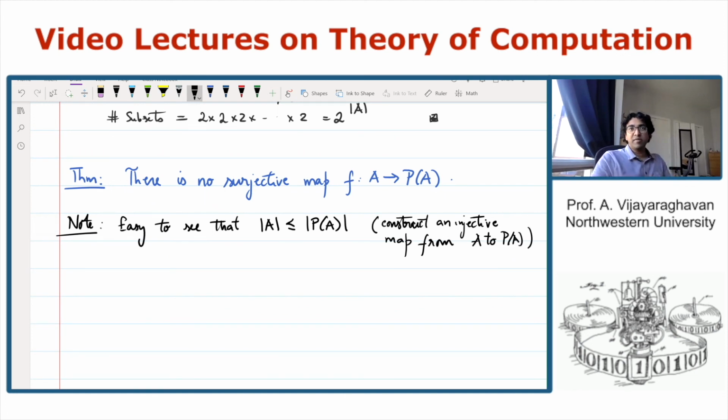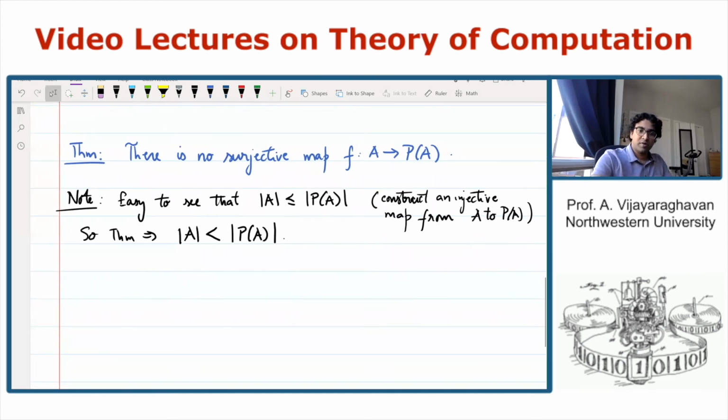So what this theorem is basically saying is that the cardinality of A is strictly less than the cardinality of the power set of A. And why is that? It's because the theorem tells you that the cardinality of the power set of A is not equal to the cardinality of A. But we do know that the cardinality of A is less than or equal to the cardinality of the power set of A. So this is the strict inequality of cardinalities that we have seen in the previous video.